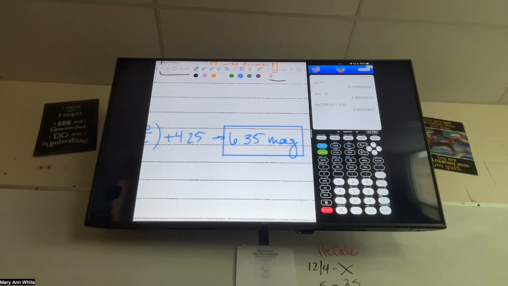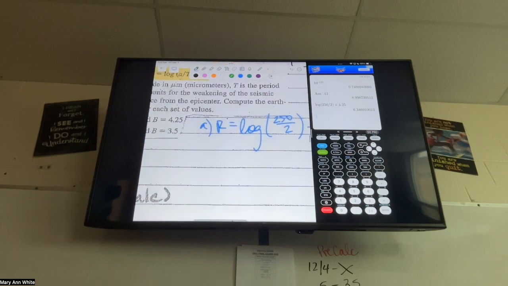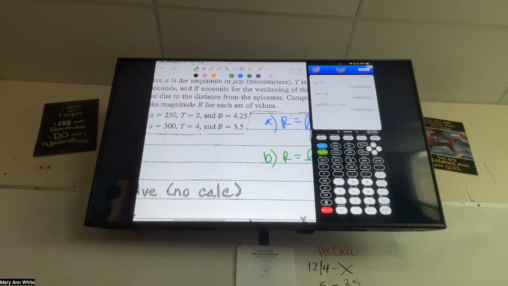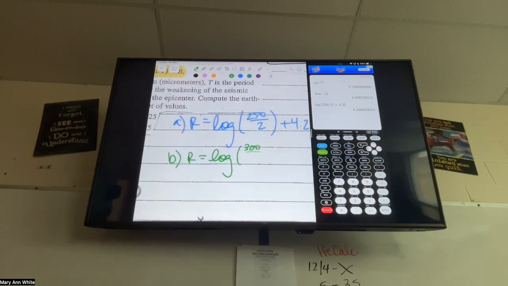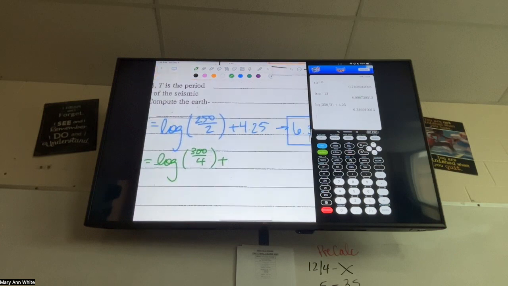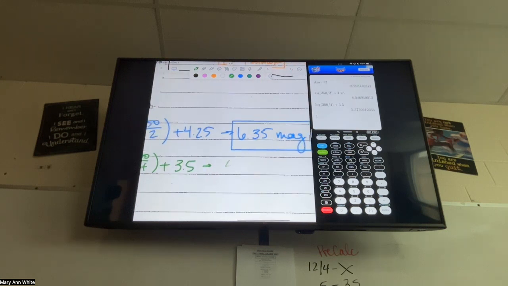And that's magnitude, so I'm just gonna write 6.35 magnitude. Can you do the exact same thing for letter B? Plug and chug again. So I've got 300 divided by 4 plus 3.5. .38 magnitude on the second one.